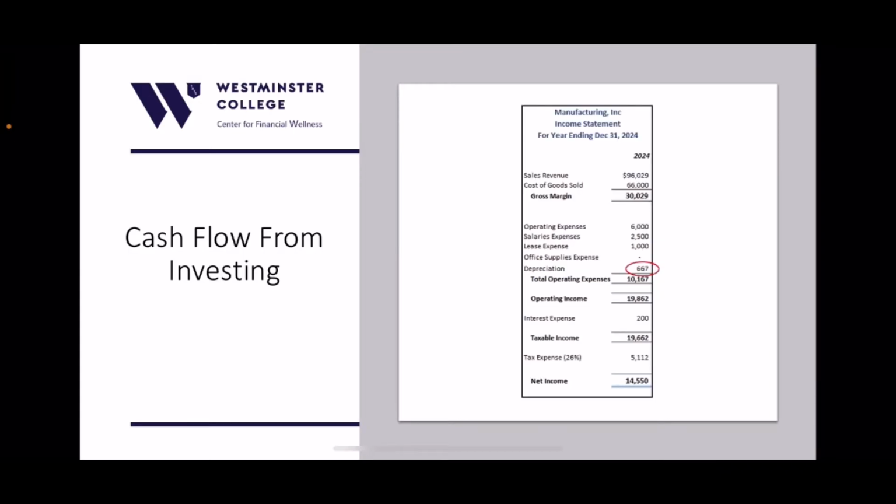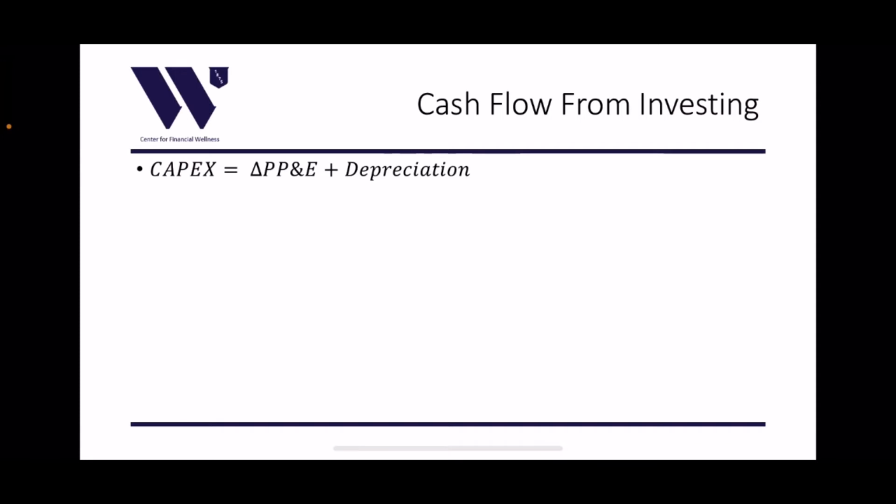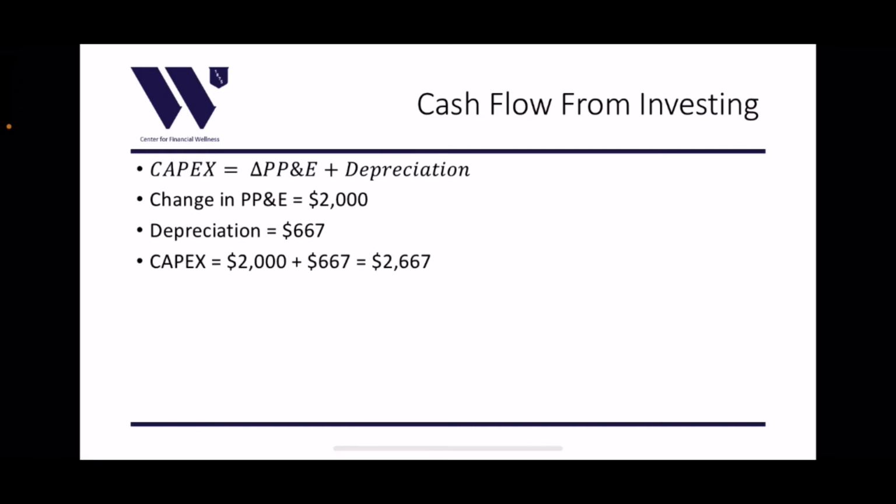And then we again have this income statement we've seen previously with our depreciation from earlier videos at $667. So now we can build out the CapEx equation with our change in PP&E and our depreciation. So our change in PP&E, as we stated in 2024, was that $2,000. So we added $2,000 into our PP&E or our fixed asset column. And then there was depreciation during that year of $667. So just a very simple equation. We just add those together. We get $2,667.